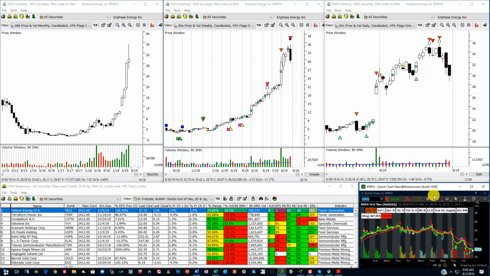Now, the reason I have to use two software programs is that I use one for screening, HGSI, and for the longer term charts, and then for the intraday chart, I use Thinkorswim. I also trade through Thinkorswim, so it's always open and running, and the intraday data that is in HGSI is driven by Thinkorswim.